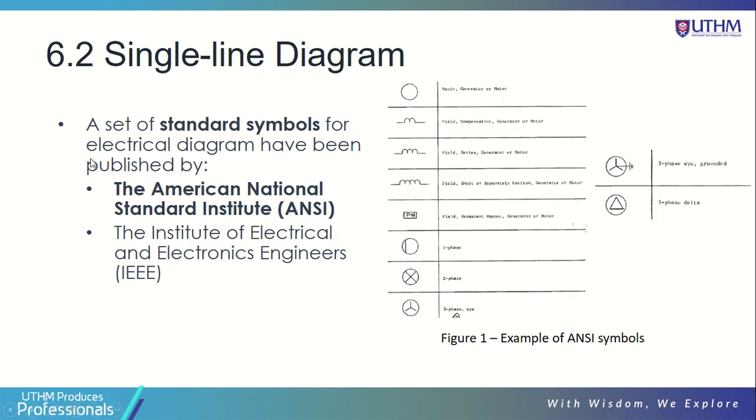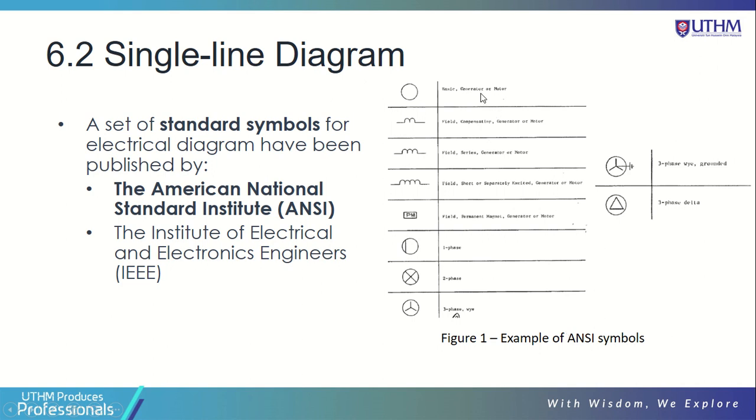Okay, a set of standard symbols for the single line diagram. For example, we have a generator, and this is the symbol for the generator. Standard symbols for electrical diagrams have been published by, number one, ANSI, the American National Standards Institute, and number two, the Institute of Electrical and Electronics Engineers, IEEE. So we have standard symbols for the generator, the breaker, the transformer, loads and so on. This is an example of the ANSI symbols.